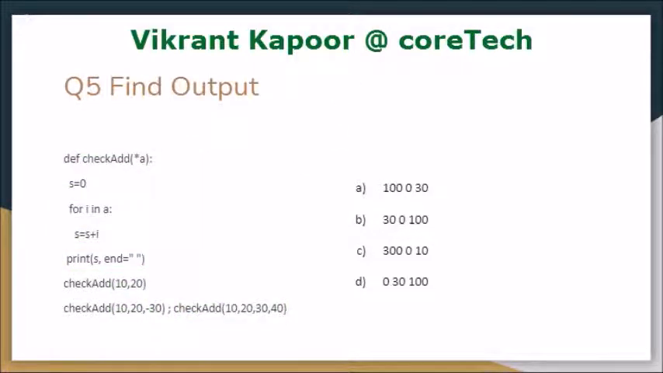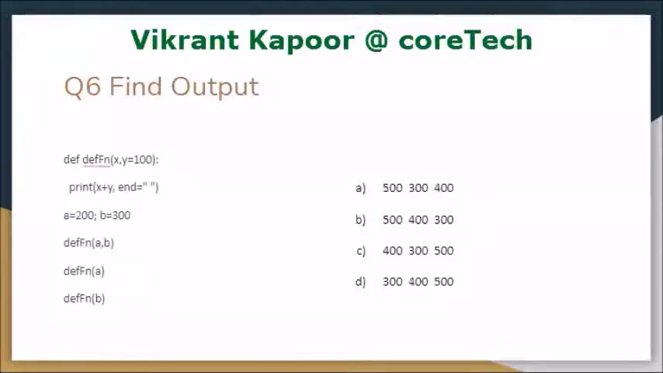Let's see. If I pass 10 and 20, this should add 10 and 20 and give me 30. When I pass 10, 20 and minus 30, that means 0. In the second option we have 0 at all the places, but there is only option number B where we have 30 at the first place. For the sake of confirmation, we should also check the third function call.